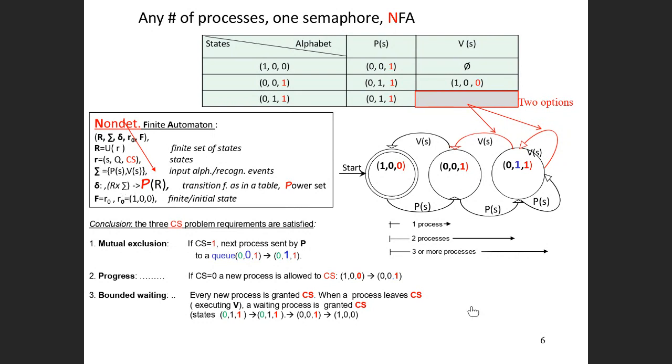By the way, you can see that the 3 conditions of critical section are satisfied. We have mutual exclusion, we have progress, and we have bounded waiting.